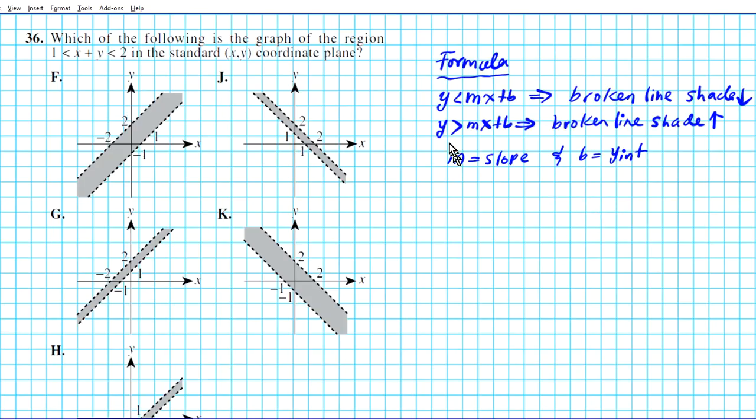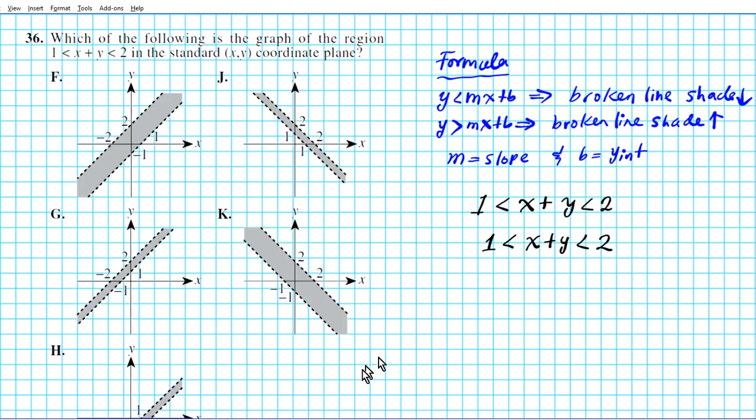Now it's easy just to graph one linear inequality. In this case, we have a compound linear inequality, or a system of linear inequalities that has been condensed into one. So we have 1 is less than x plus y is less than 2. In order to graph this system of linear inequalities, we will have to separate them. We have to break them into two, put them in the y less than or greater than mx plus b form, and then we can graph after determining m and b.